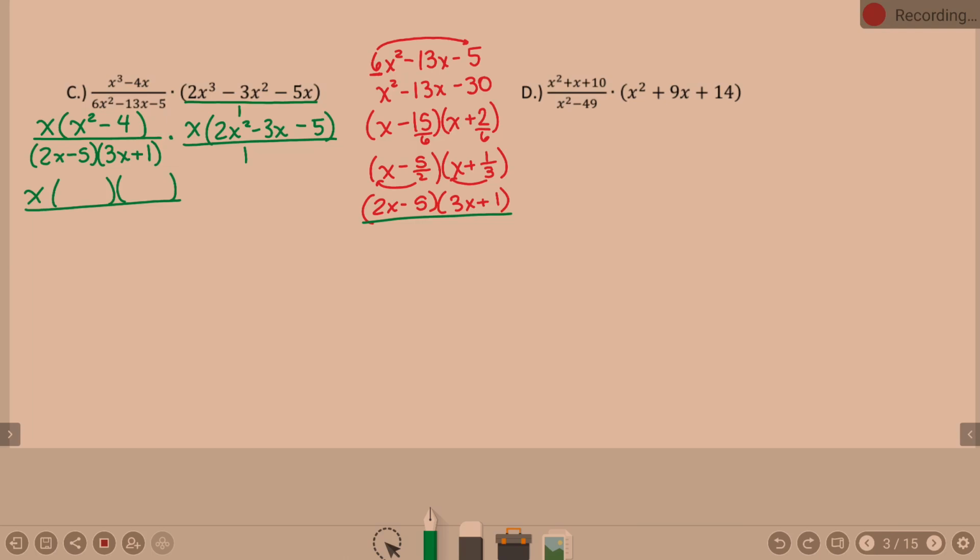I need you guys to recognize that's the difference of squares, yes? X squared is x times x. What about 4? The square root of 4 is 2, and it's a plus minus. Okay. Denominator: 2x minus 5 times 3x plus 1. We already did our slip and slide there, so that just carries down.